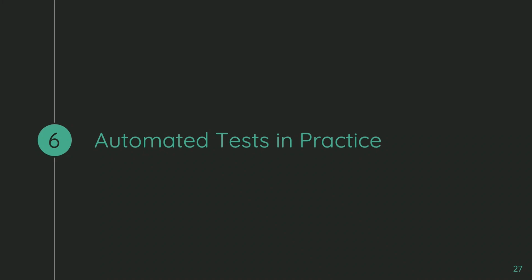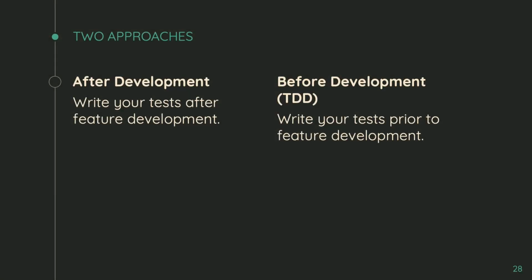Okay. All right, so this is all great from a conceptual point of view, but what does writing automated tests look like in practice? There are generally two approaches to writing tests. You can write your tests after you've done your initial feature development. It's a very common approach, perfectly acceptable. And then there's also the other approach called test-driven development, or writing your tests before you write your feature code.